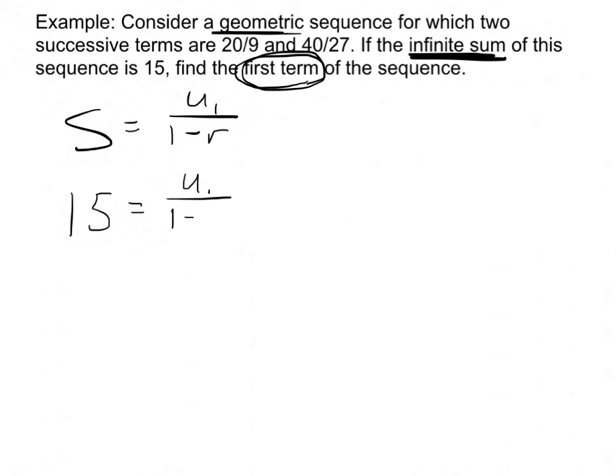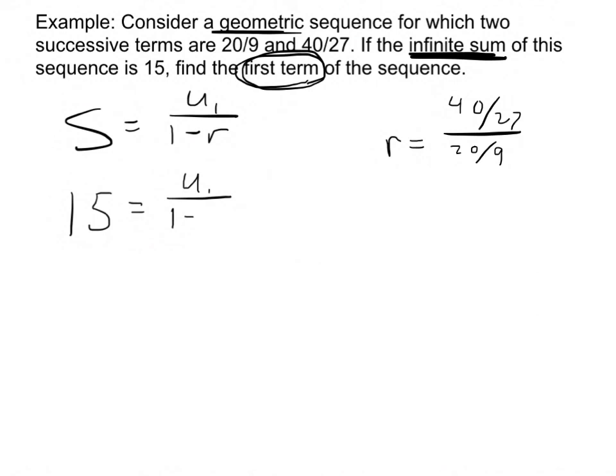1 minus, if I'm going to solve this, I'm going to have to get the common ratio. How in the world can we ever figure out what the common ratio is? Well, I mentioned in the previous problem that if you take one term and divide by the term that came before it, you can always get the common ratio. So if only we had two terms that were in a row, like two successive terms, we totally have that. If we just write 40 over 27 over 20 over 9, we can simplify that and find out what the common ratio is.